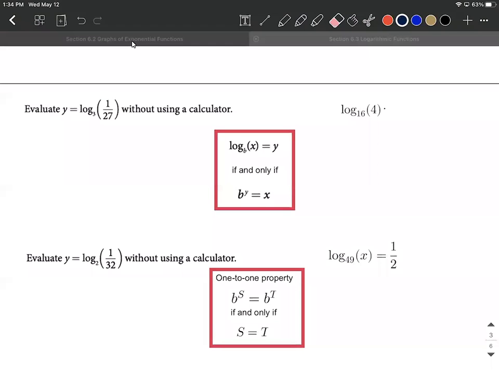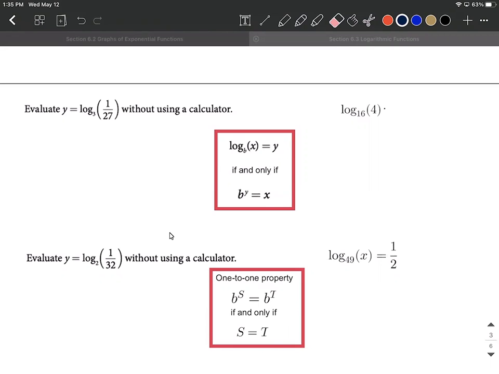Okay, solving some logarithmic equations without using a calculator. We're going to be utilizing the definition of logarithm. This allows us to switch between logarithmic form and exponential form, as well as the one-to-one property of exponential functions. So what this says is if we have the exact same base on both sides and nothing else on that side, we're allowed to drop these bases and set the exponents equal to one another.